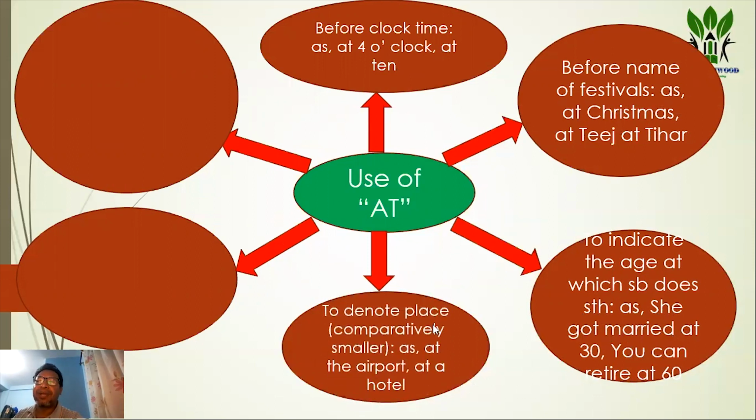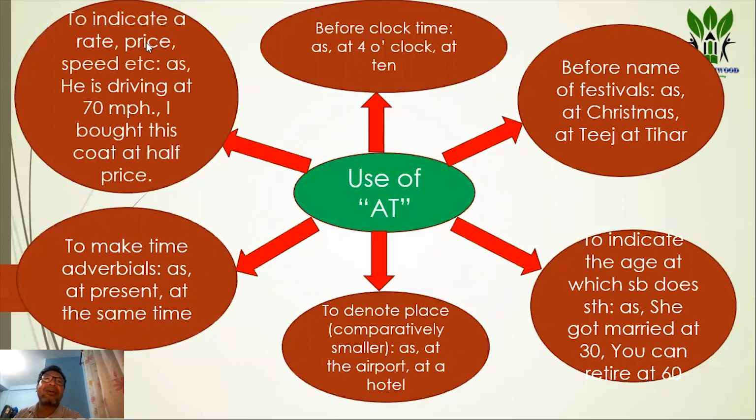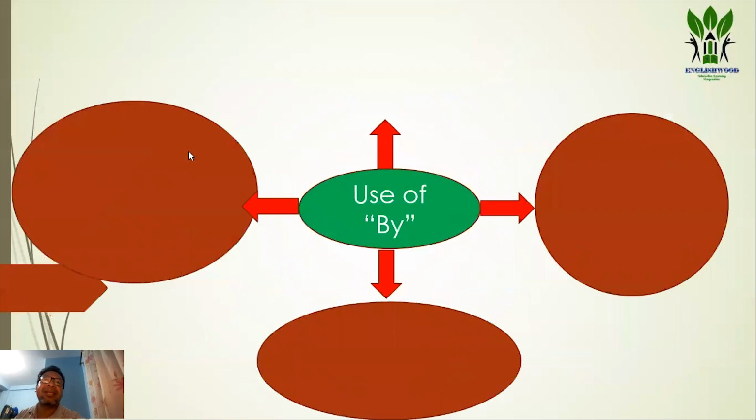To denote comparatively smaller places, which we discussed already: at the airport, at a hotel, right? To make time adverbials: at present, at the same time. To indicate a rate, price, speed, etc.: he's driving at the speed of 70 miles per hour. I bought this coat at half price, right?